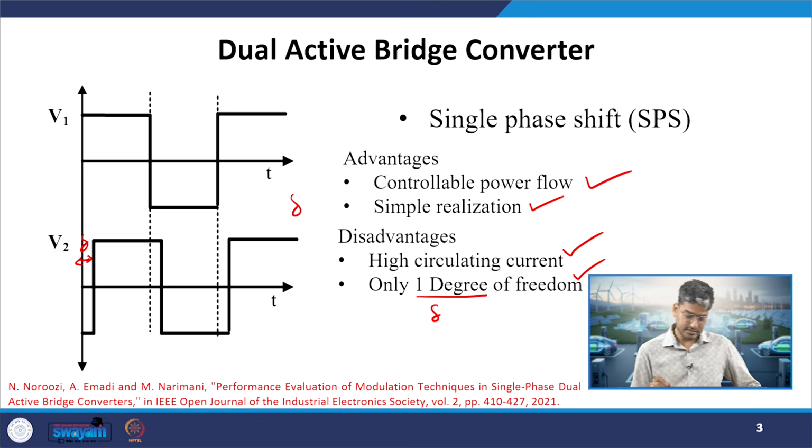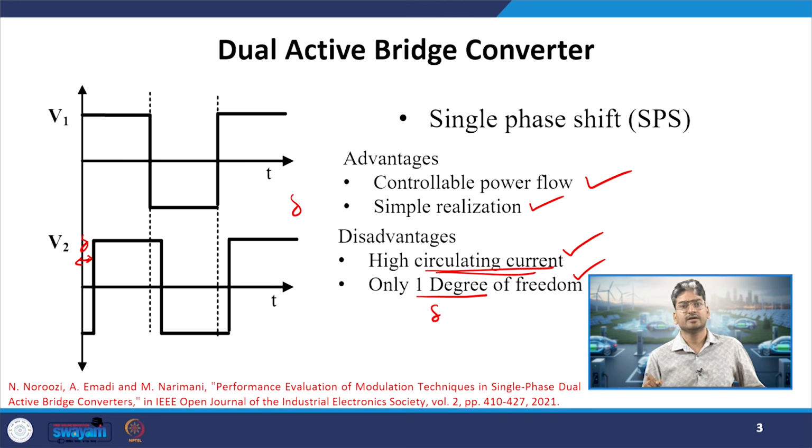As I said, suppose I want a circuit which has minimum circulating current and which has the capability of controlling the power flow also. In this case, can I do both of these using a single degree of freedom? The answer is no. Either I have to go for optimization, where none of them will be completely addressed.